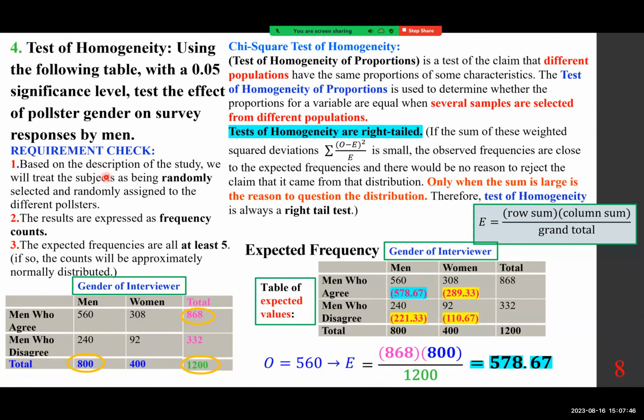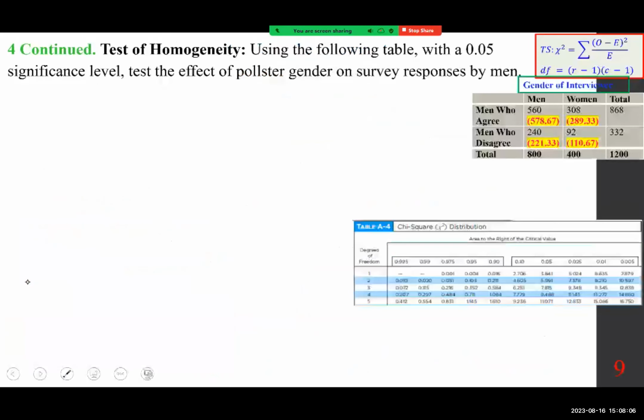Requirement check. Based on the description of this study, we will treat the subjects as being randomly selected and randomly assigned to the different pollsters. The results are expressed as frequency counts. The expected frequencies are all at least 5. If so, the count will be approximately normally distributed. So we're going to work on this. This is the formula we're going to use. Again, degrees of freedom, row minus 1 times column minus 1. And this is what has been calculated. And we have the table in case we want to look things up. And of course, you can do it by technology.